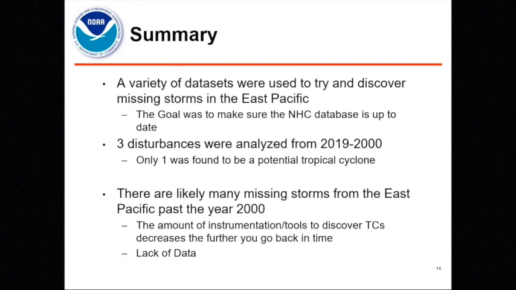I mean, preseason tropical cyclones are already so rare in and of themselves. And then you're looking for tropical cyclones that were undetected by some of the best tropical meteorologists in the country. So it's really hard to find any. And there are likely many missing storms from the East Pacific past the year 2000, because the lack of instrumentation and tools causes there to be more missed storms the further back you go in time.